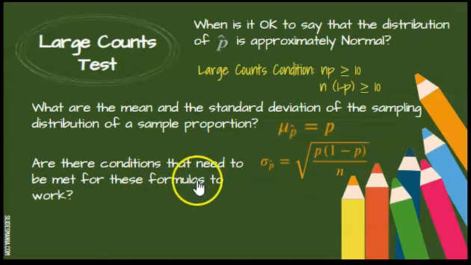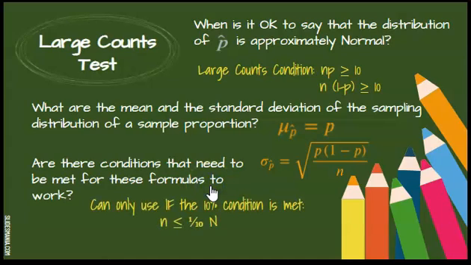Now, are there conditions that need to be met for these formulas to work? There is. You can only use these formulas if the 10% condition is met. Remember the 10% condition: n is less than or equal to 1/10 of the population.